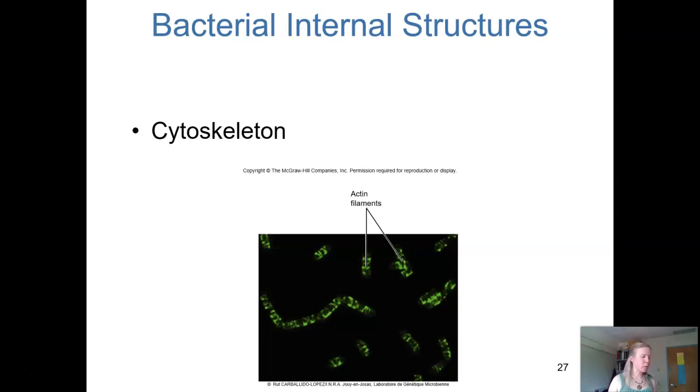Last couple things here. Cytoskeleton. Basically, this is going to be similar to what we see in eukaryotes. It provides a little bit of cell shape. It helps stabilize the cell.